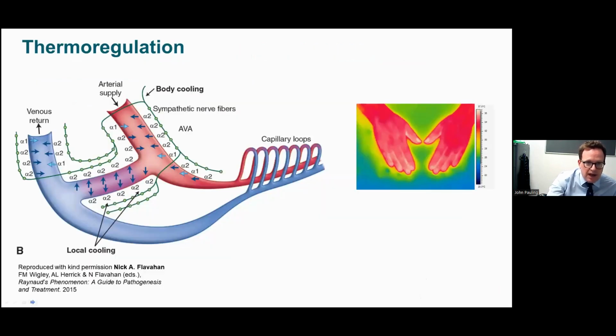The blood vessels responsible for this thermoregulation are what we call arteriovenous anastomoses, and these are links between the arterioles, which bring blood with oxygen to the ends of our fingers, and the venules that take the blood away from the fingers once those oxygen and nutrients have been passed on to the fingers.